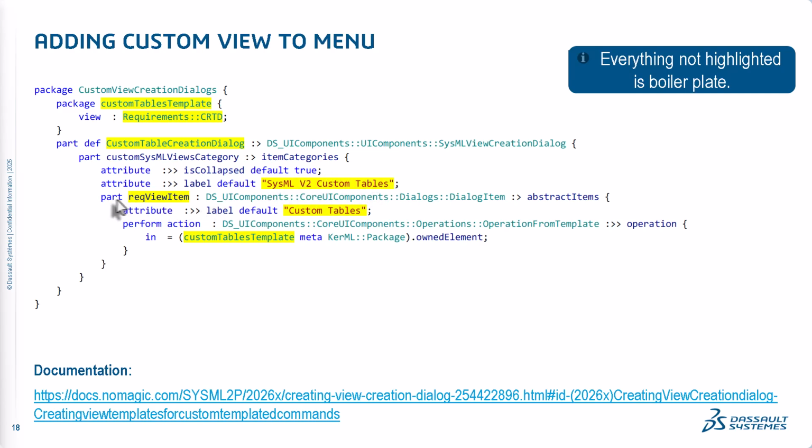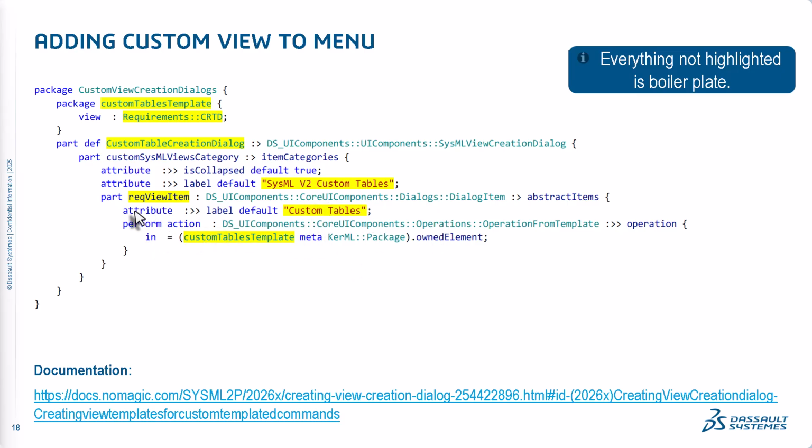Okay, and next we'll create this part rec view item, and it's going to additionally have a label that we're going to call custom tables. Additionally, I could have called this CRTD because that's what we're actually creating here. So we'll actually go in and we'll change this.